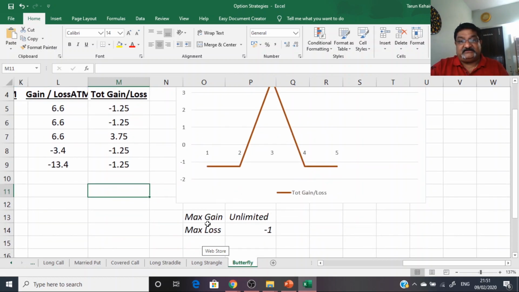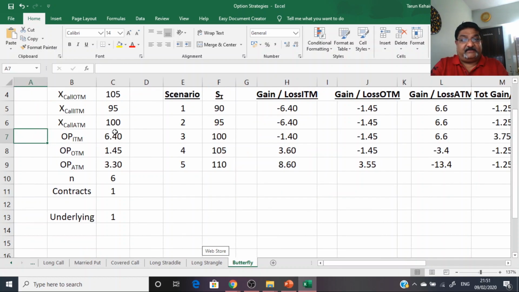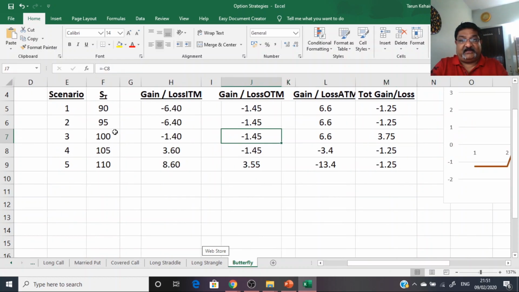Mind you, where will the maximum gain happen? In this case, do you see that your maximum gain is at this third scenario, which means when the spot price at expiration is equal to the at the money short call price? That is when you have your maximum gain. And your losses are limited to your net cost on the position, which is 1.25.